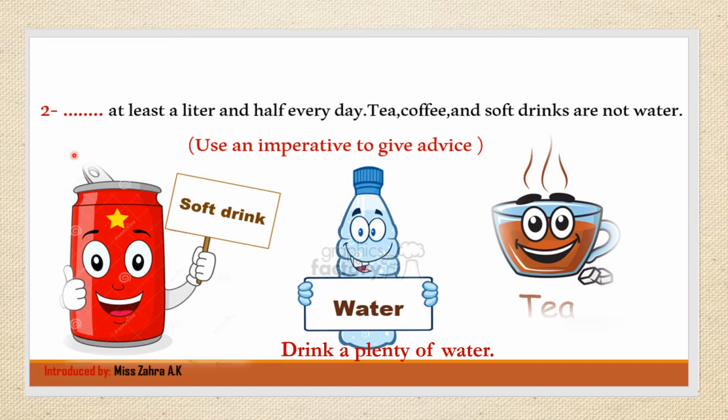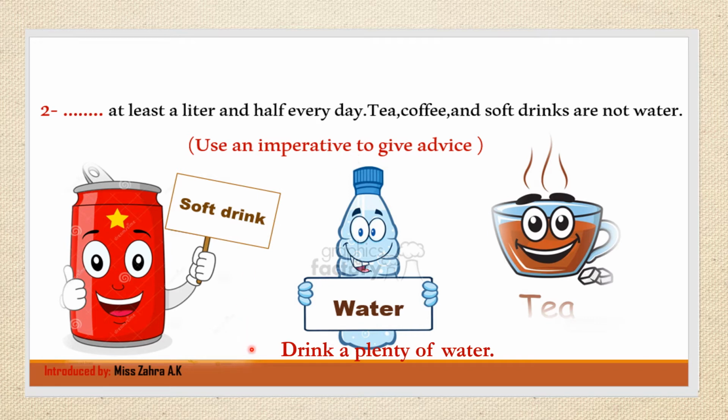راح أعيدها. ممكن at least a liter and half every day. ممكن إجت كذا الجملة at least على الأقل a liter and half every day. liter أو نصف كل يوم. Tea, coffee and soft drinks are not water. الشاي، القهوة والمشروبات الغازية are not water. هي ليست مياه. فلاحظ بأن أريد أعطي نصيحة للشخص وأريد يشرب نصف لتر أو لتر من المياه، وهو شنو طالب مني؟ use an imperative to give advice. جاي يقول لي استخدم الامبerative لإعطاء النصيحة.